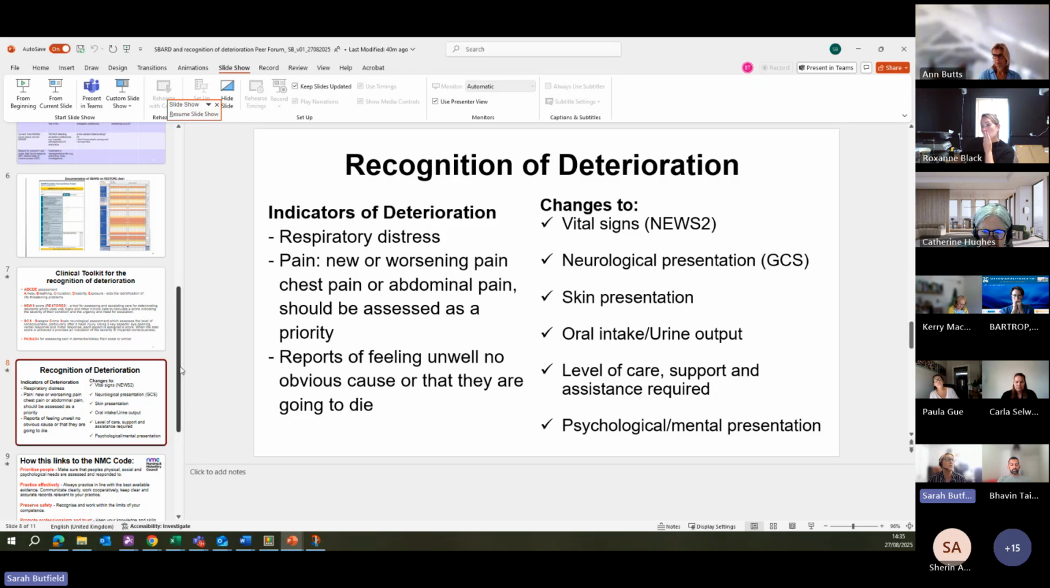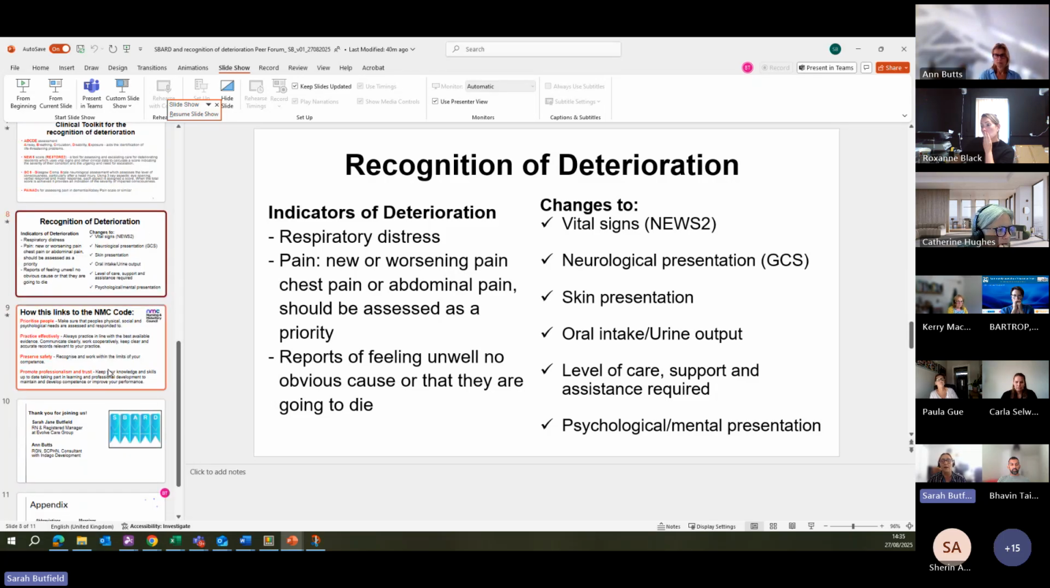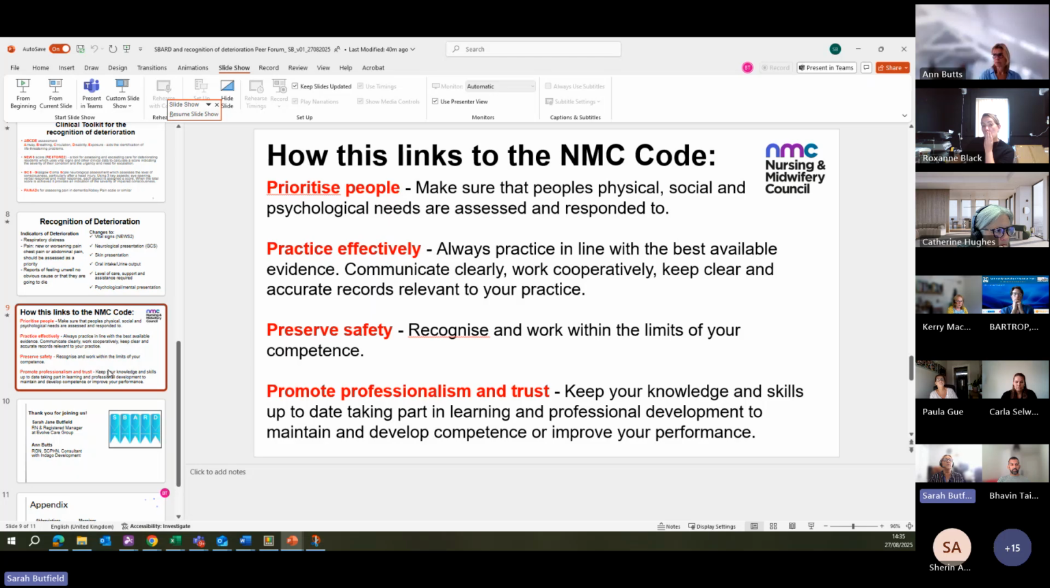Now, those of us on the call that are qualified nurses, obviously everything that we do, everything that we learn, and everything that we share, either as educators, whether that's formally or informally, we have to be able to understand how that links to the Nursing and Midwifery Code.